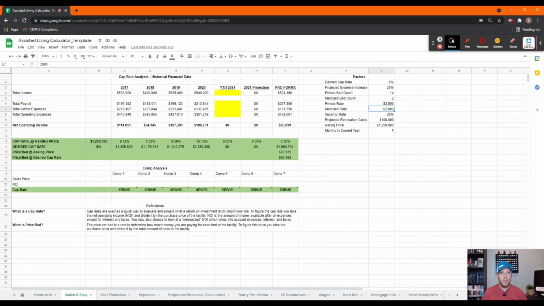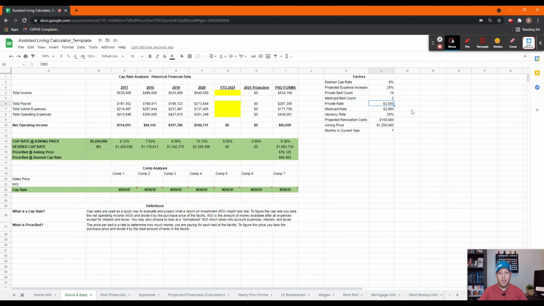So $3,500 a month, $2,800 a month. It's going to let you see what those look like. And then this is a vacancy amount. And really quick, these bed rates and then these bed counts are what are informing this part of the pro forma.